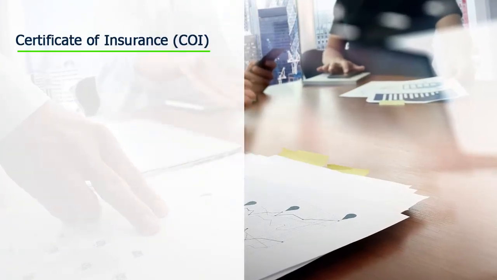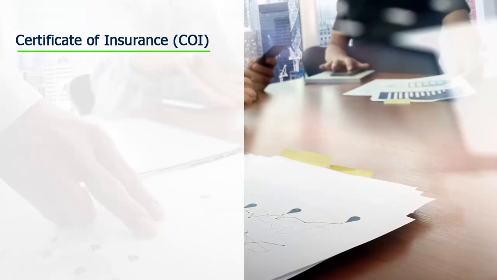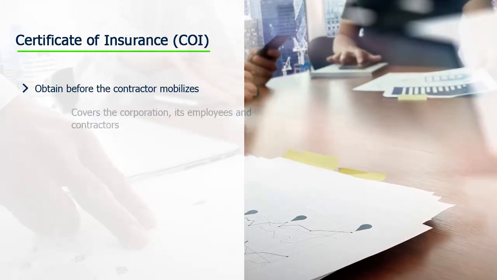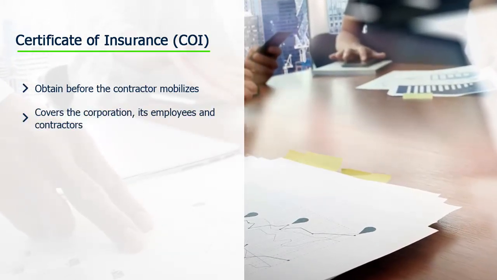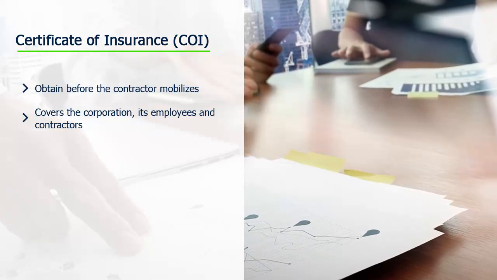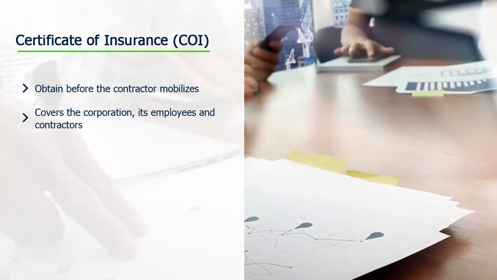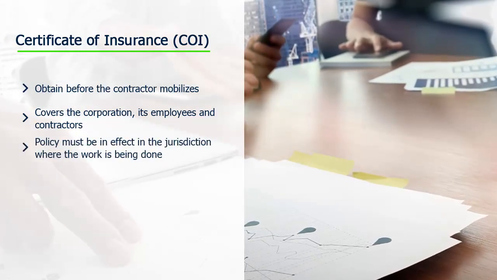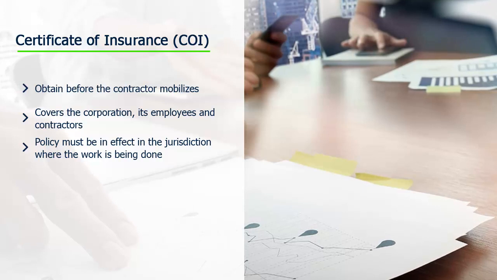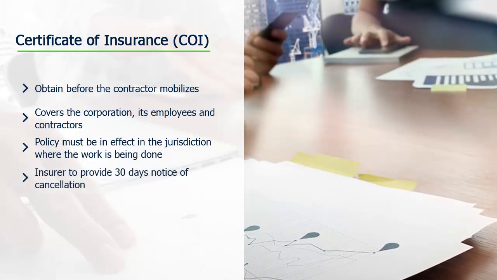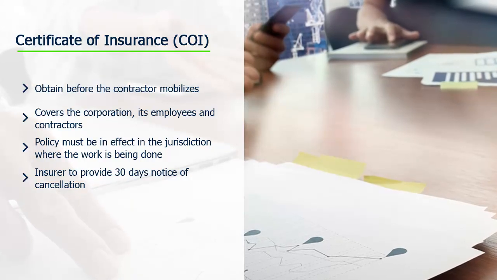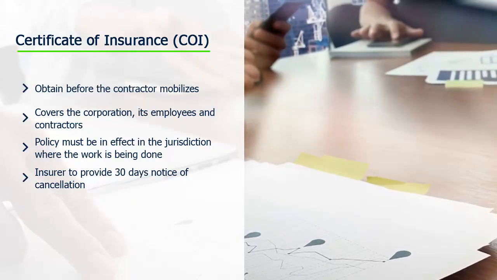Certificates of insurance. When a contractor self-insures, it's vital to manage the following. Before the contractor arrives on the job site, make sure a certificate of insurance, a COI, is provided that proves coverage for the company, its employees, agents, and subcontractors. Coverage must be placed in the jurisdiction where the work is being done, and make sure the COI provides that the insurer gives 30 days written notice of cancellation to the client.